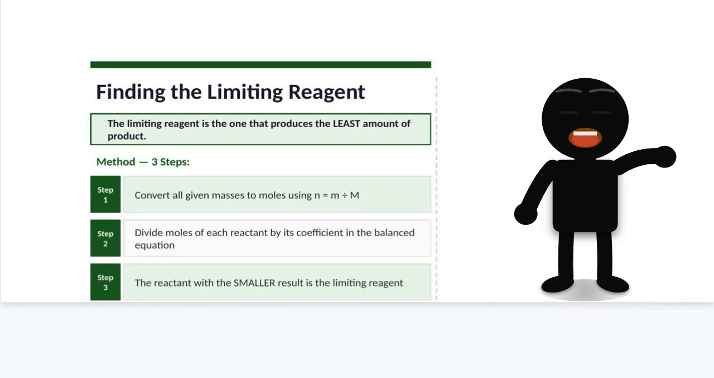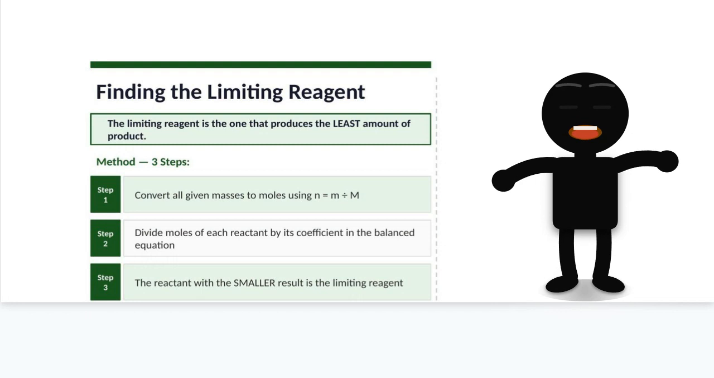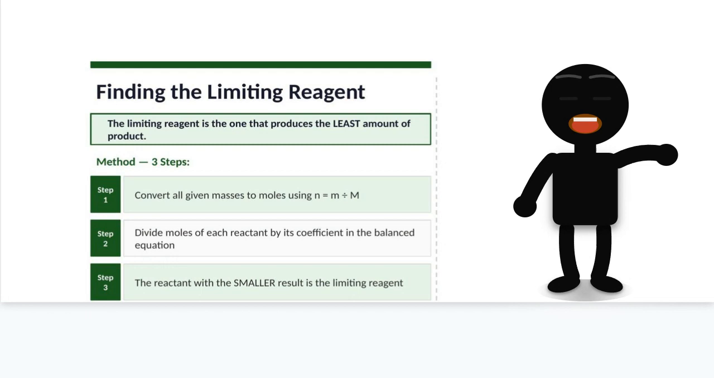It runs out first. Here is the most important rule to remember: once you identify the limiting reagent, you must calculate the amount of product using only the limiting reagent. Never use the excess reagent to calculate yield. The excess reagent has leftover material that does not react, so using it would give you a higher, incorrect answer. The limiting reagent controls everything.